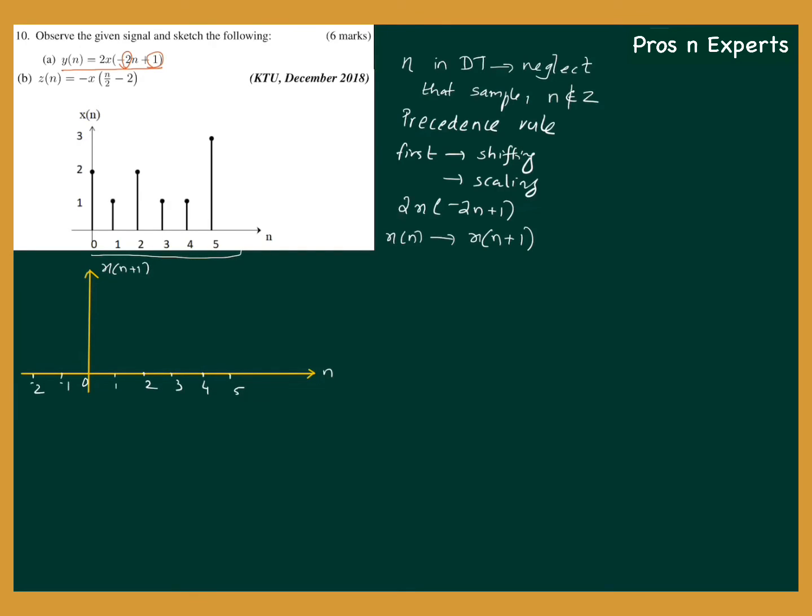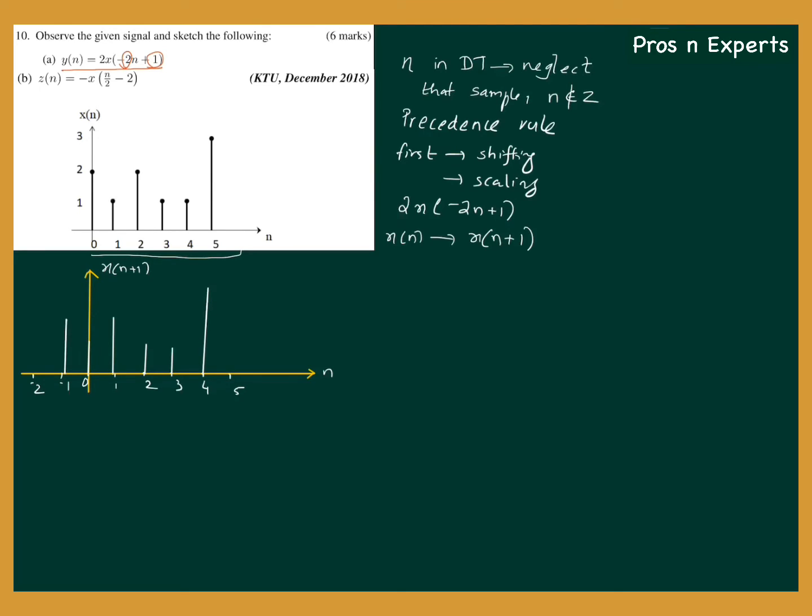So x of n plus 1 should be x of n but shifted by 1 unit to the left. So this sample at n equal to 0 comes at n equal to minus 1. So amplitude 2 at n equal to minus 1. The next is amplitude 1, that should be at 0. Then 2, 1, 1, and 3. The last sample from the question should be 3.